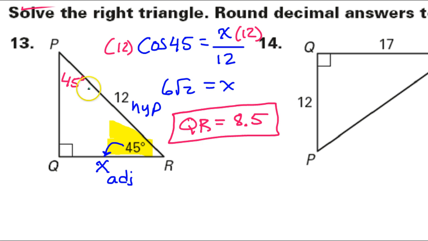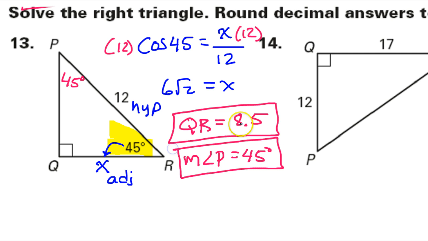So we found two things so far. Alright, we found the measure of angle P, which was 45 degrees. And we found QR. We also need to find PQ. So let's go ahead and find that. Alright, so PQ, I'm going to call this Y over here. So let's forget about X for now. Alright, of course 12 is still the hypotenuse.